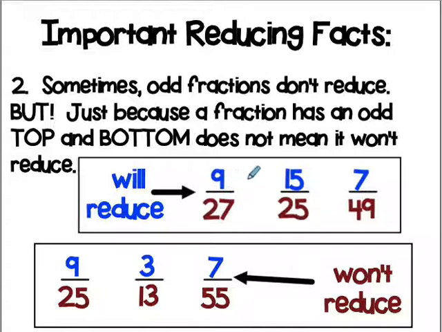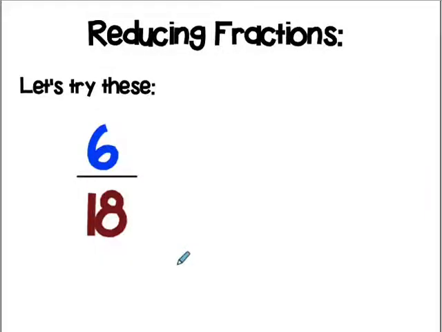9 divided by 9 is 1, and 27 divided by 9 is 3. But for example, down here, 3 can be divided by 3, but 13 can't be divided by 3. Neither of them can be divided by 2, so there's nothing else to divide by. So let's try reducing these fractions.